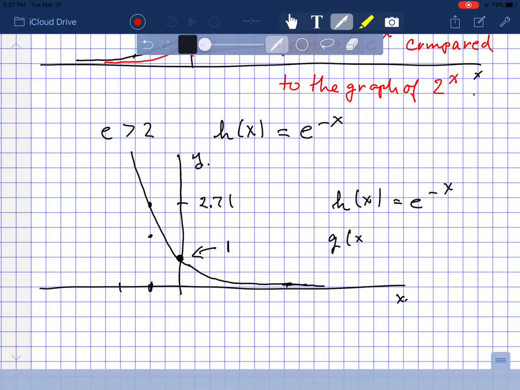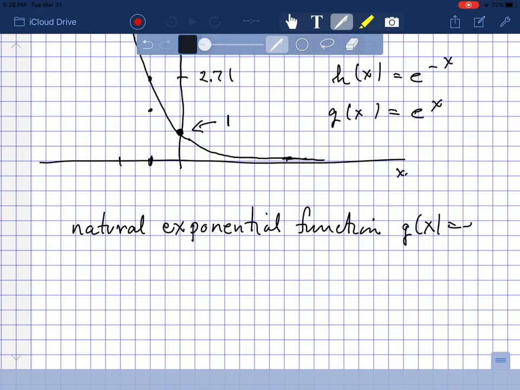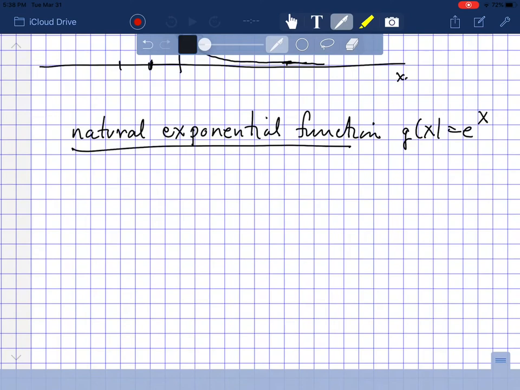It's just the reflection of the graph of g of x equal to e to the x about the y-axis. So this is something that we've seen before. Well, the reason this exponential function base e is actually called the natural exponential function. So whenever you see g of x equal to e to the x, you know you're dealing with the natural exponential function. And this is really one of the most important functions in all of mathematics.